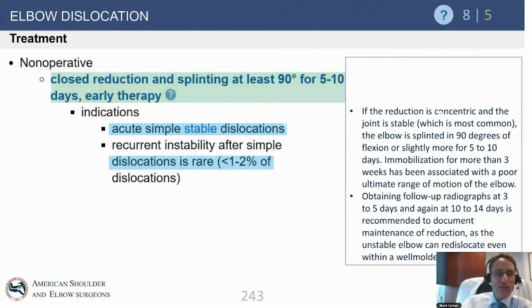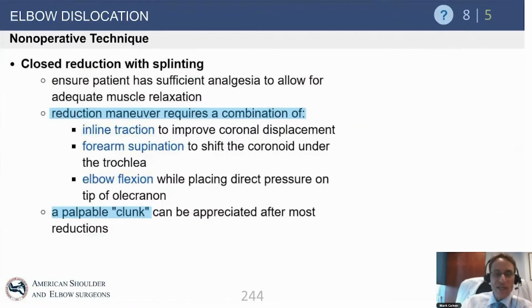Almost all of these can be treated with an early range of motion program. We tend to use not a sling but a splint to rest the joint, coming out for range of motion exercises in the early post-injury period. Whether that's 5 days, 3 days, 10 days, or 14 days probably does not matter. The reduction maneuver, as we mentioned, involves medial to lateral translation to bring the forearm underneath the humerus.